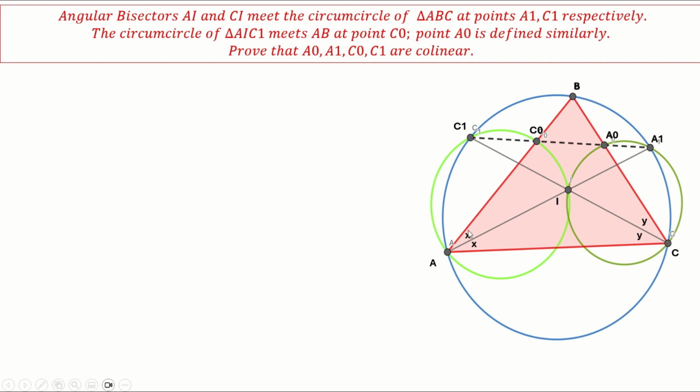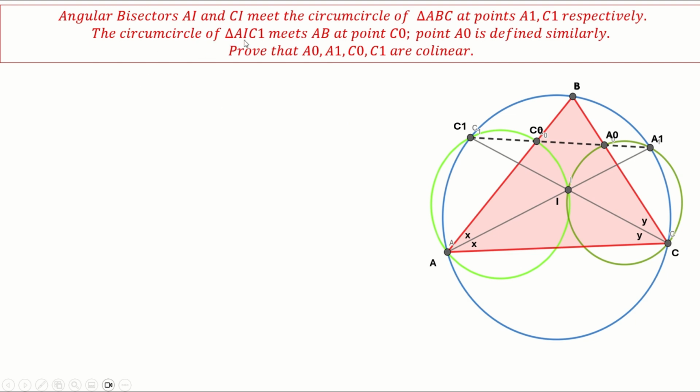It is meeting at points A1 and these angular bisectors of A and C. Okay, angular bisectors AI, this is AI, A1 actually, or AI, whatever. AI and CI, or A1 if I call it A1, C1. They meet at, these are the angular bisectors of these two angles. They meet the blue circle, that is the circumcircle of this triangle, at A1 and C1 points respectively.